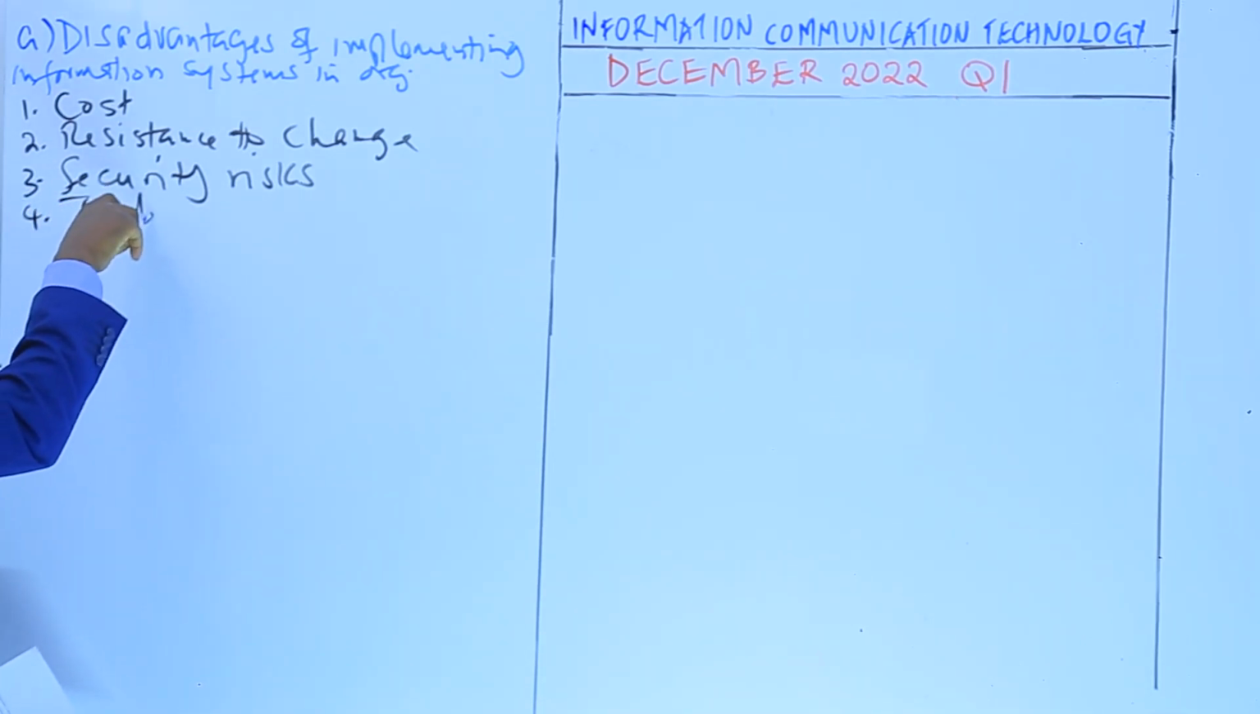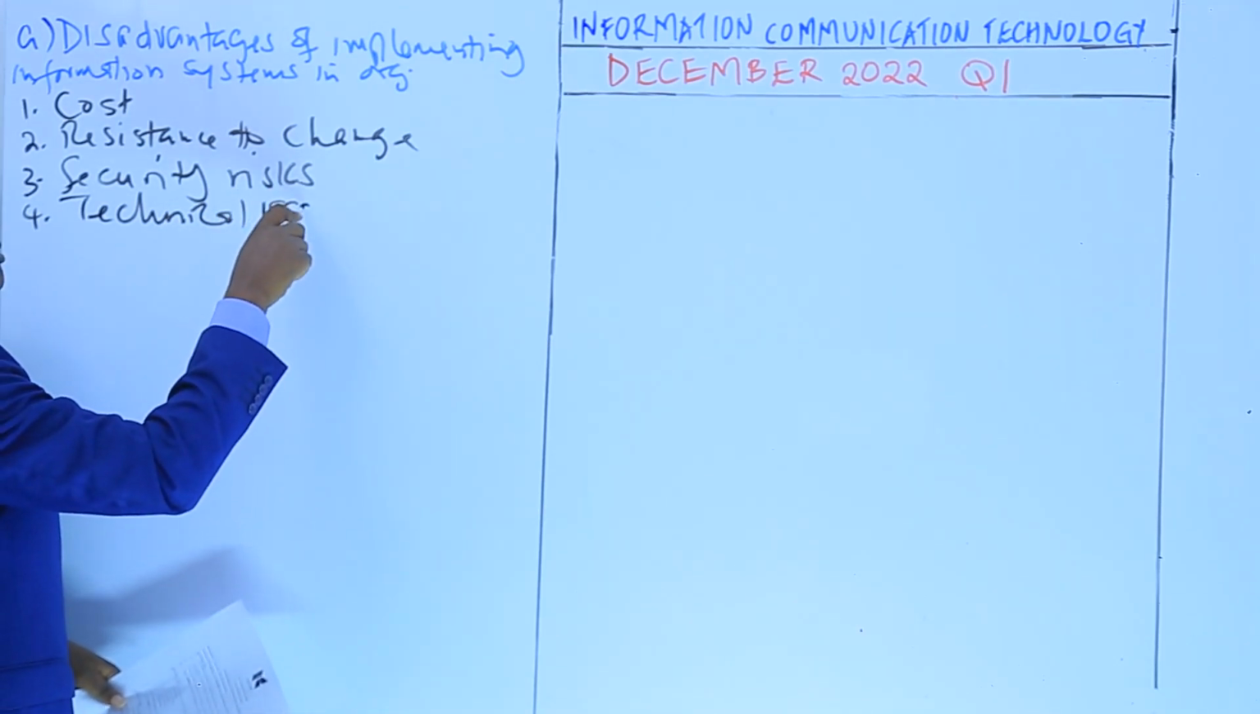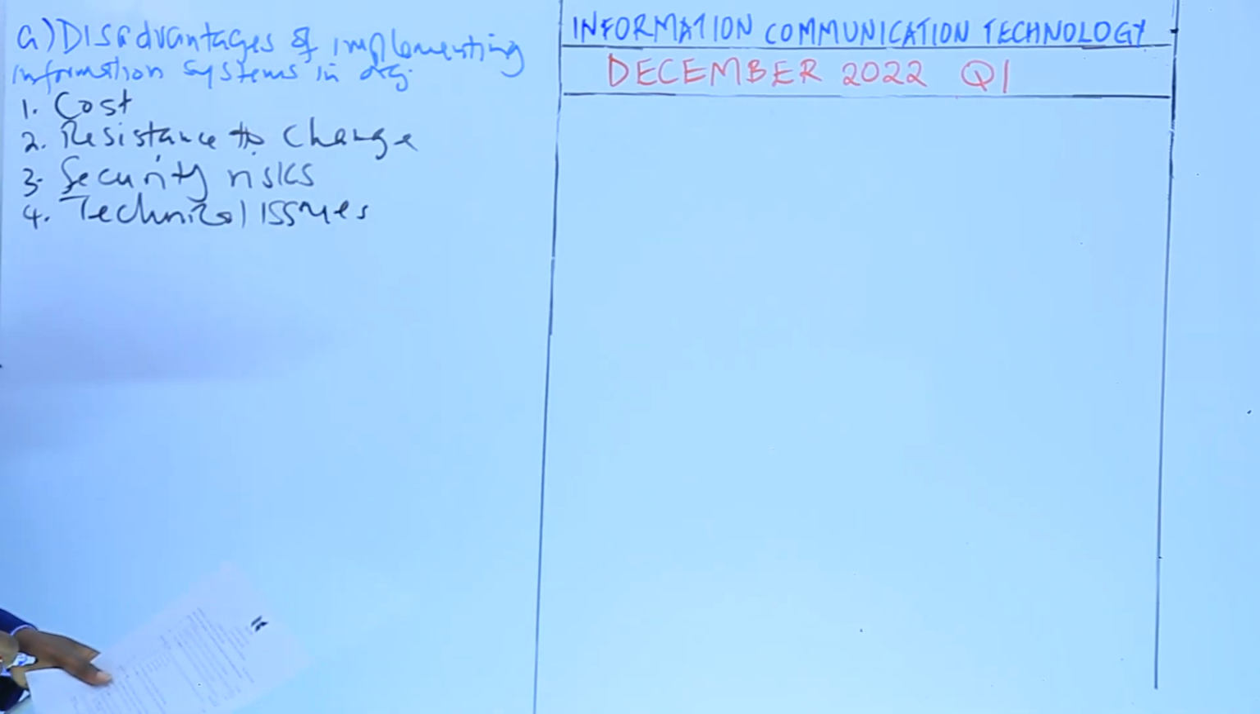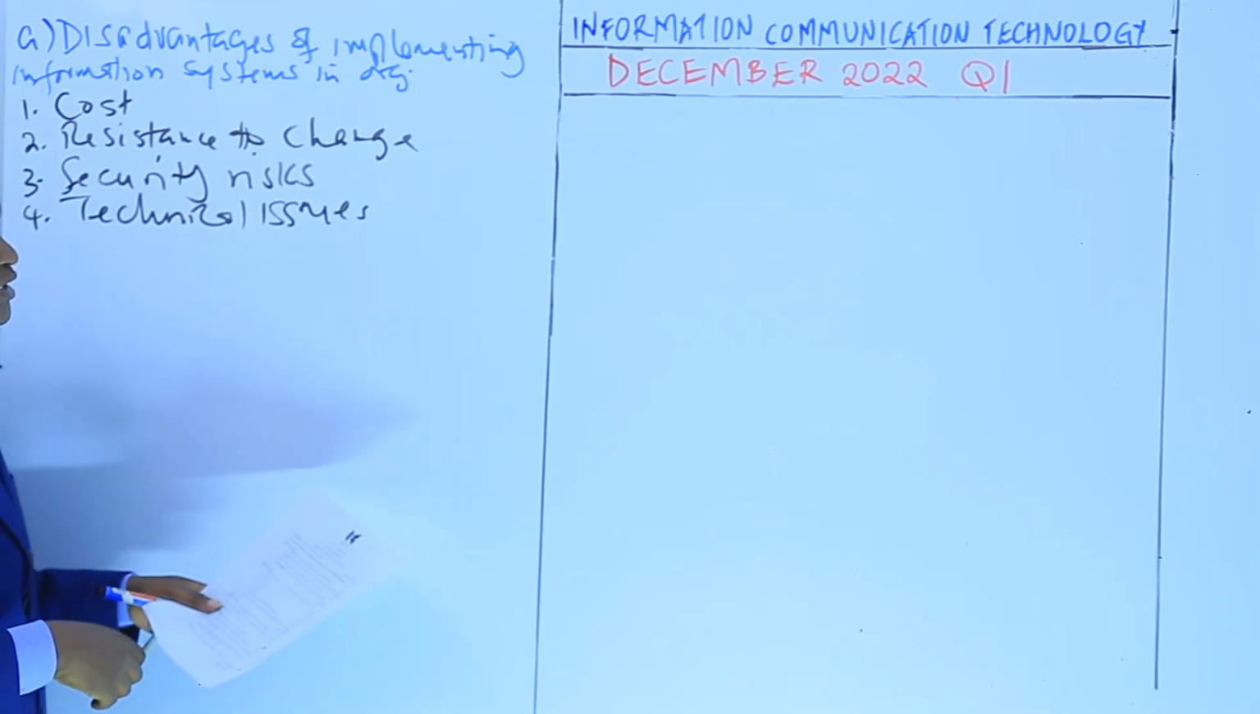4, technical issues. Information systems can encounter technical challenges such as hardware and software failures, compatibility issues, system crashes, or even network disruptions. And these issues can result in downtime, reduced productivity, and frustration among users. So organizations may need to have proper technical support and contingency plans to address such issues effectively.